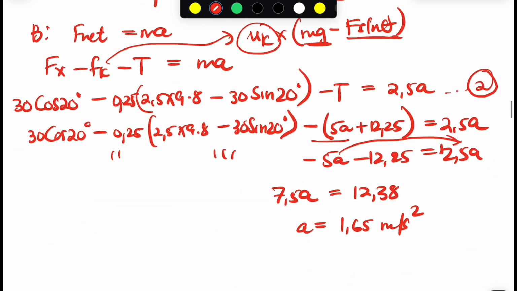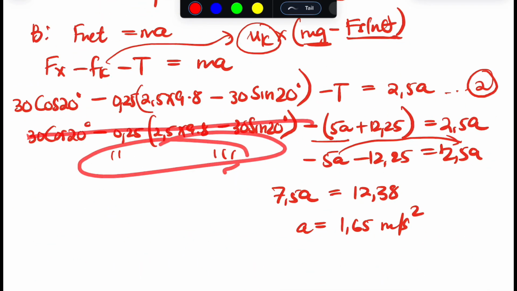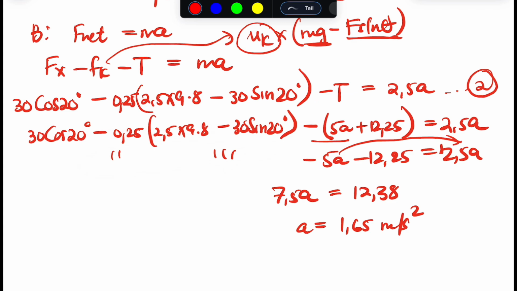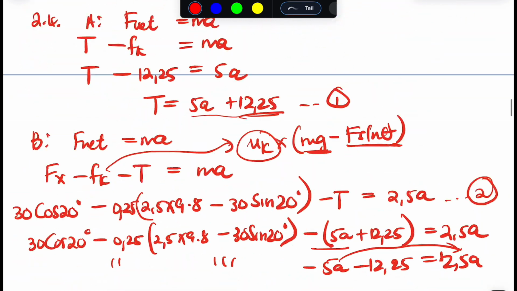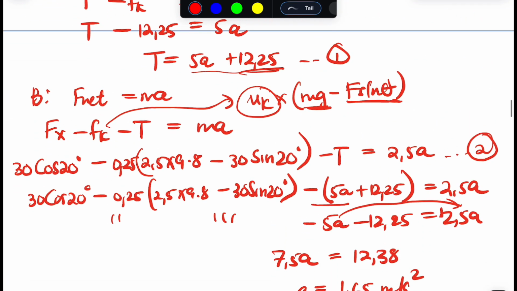That's the acceleration there. Guys, you just need to punch this in and get an answer, which I just did in a calculator. So we have the acceleration there. That's it. That's the end of this calculation. I hope I made sense.